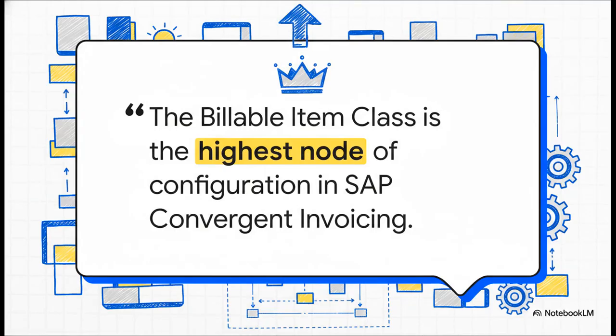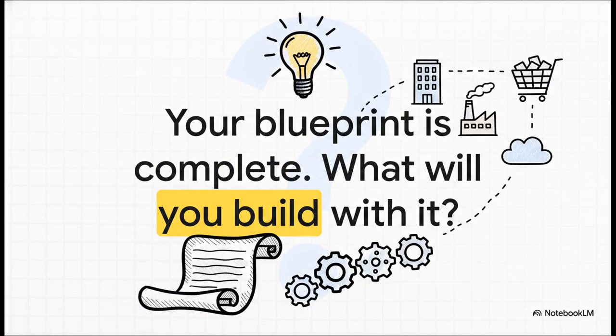And this quote from the source material just hits the nail on the head. The billable item class isn't just some random configuration setting, it is the highest node. It's the absolute foundation that everything else, all your billing, all your invoicing is built on top of. If this blueprint is shaky, the whole house is going to have problems. So, when you get through all the technical stuff, the defining, the generating, the deploying, you're left with this powerful, custom-built tool that's ready to go. Your blueprint is complete. The only real question left is, what amazing things are you going to build with it?